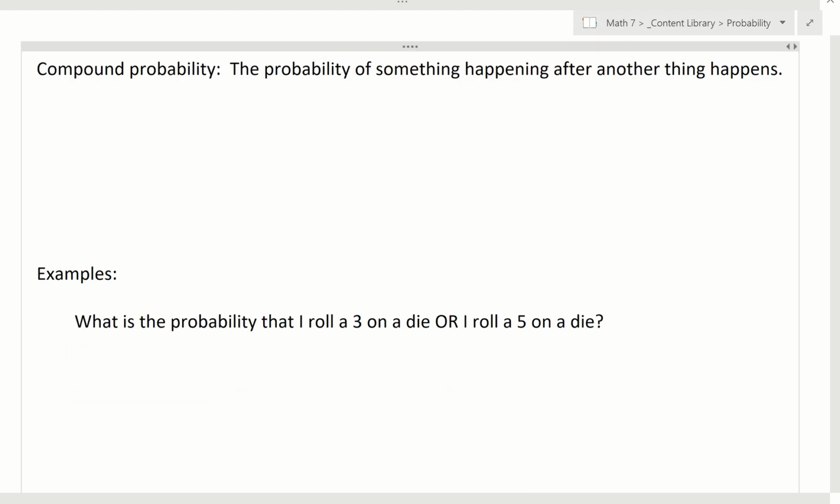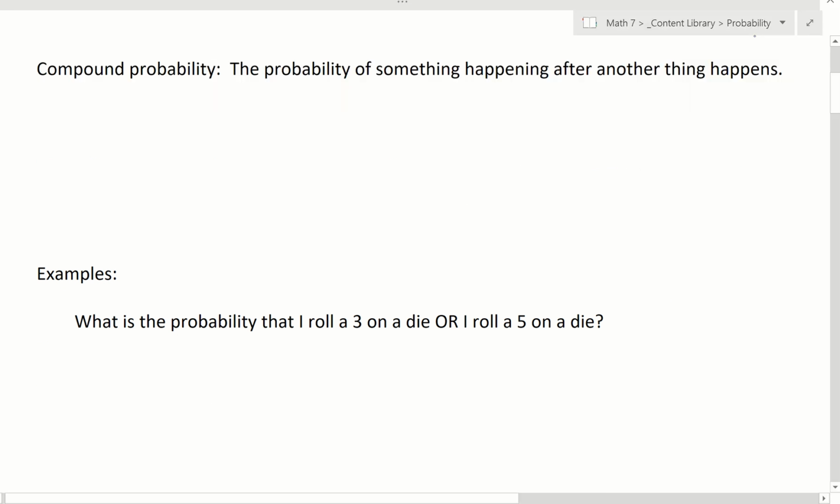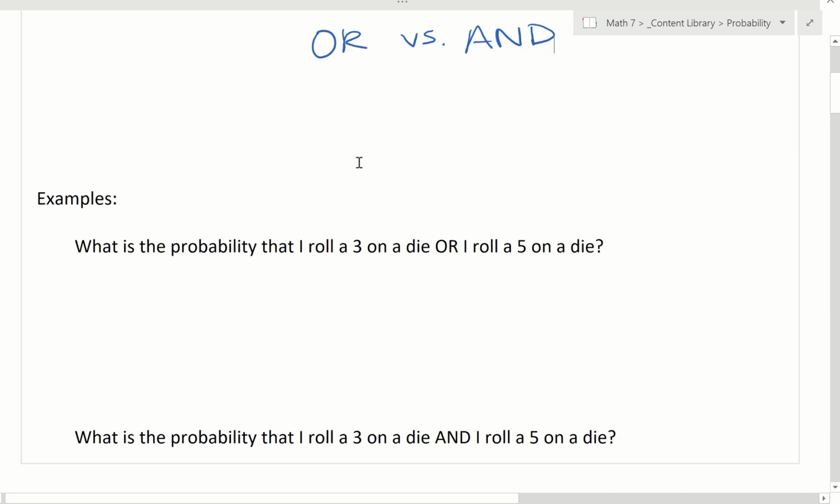Compound probability is the probability of something happening after another thing happens. Okay, and we're going to be learning about these words, or versus the word and. Okay, so or would signify that I'm going to pick something, or I'm okay with picking another thing. It's like I'm okay with two things happening in my probability. And means that one thing has to happen and the other thing also has to happen. Okay? So let's look at some examples.